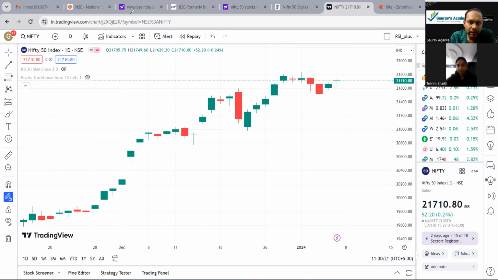Do you have a notepad to write? Now you have to tell me how you will calculate, right? So this is my hammer. You note down the high price and the low price. So how much is the low price? 20769.50, right?